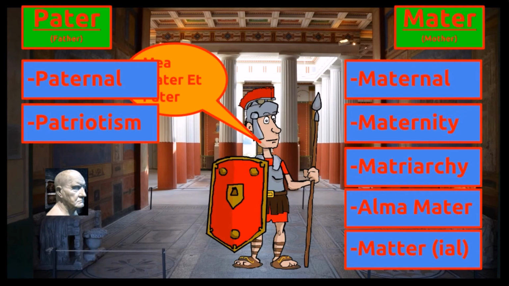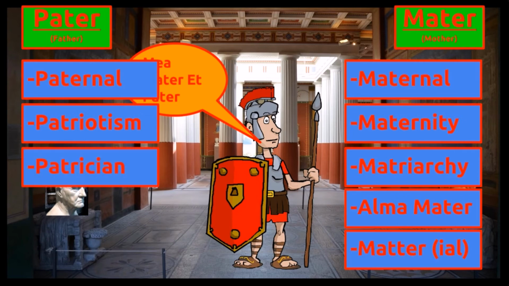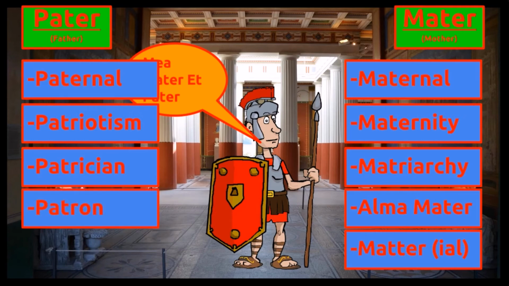We have paternal, of course, to match maternal. We also have patriotism, and of course, patriotism is the love of your country, or the love of your fatherland, you might say. Next we have patrician, and this one has the P-A-T-R as well, just like all the other ones. And it is an aristocrat or a nobleman, noble man. Next we have patron, also has the P-A-T-R, and patron means a person who gives support to another person, like a father might give support to his son.